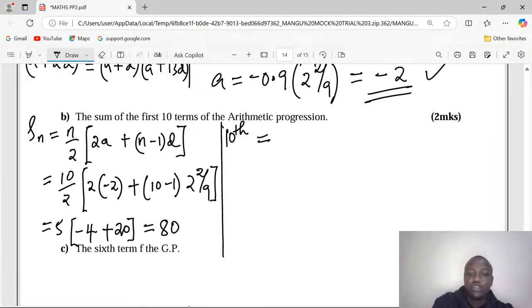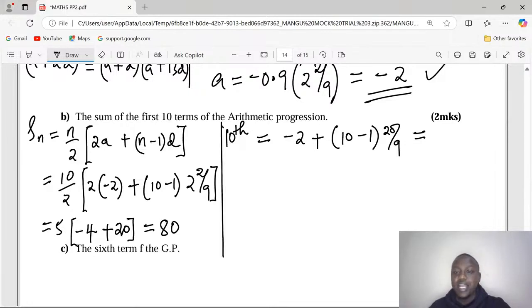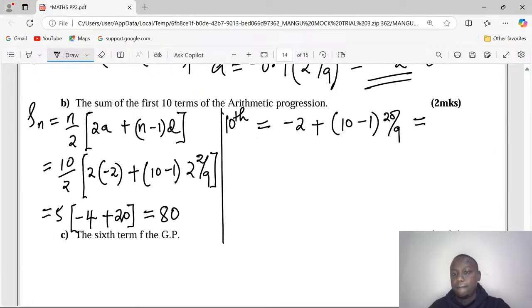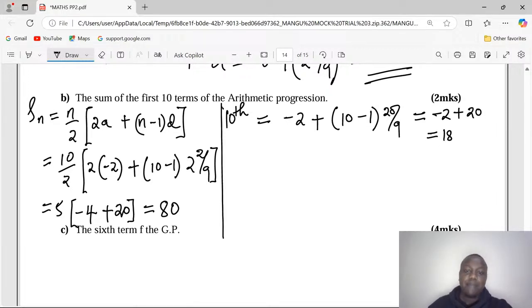The 10th term is going to be A, which is negative 2, plus 10 minus 1 multiplied by 2 and 2 over 9, we have said is 20 over 9. Therefore, this is going to be negative 2 plus 20, which is going to be 18. So the 10th term is 18.